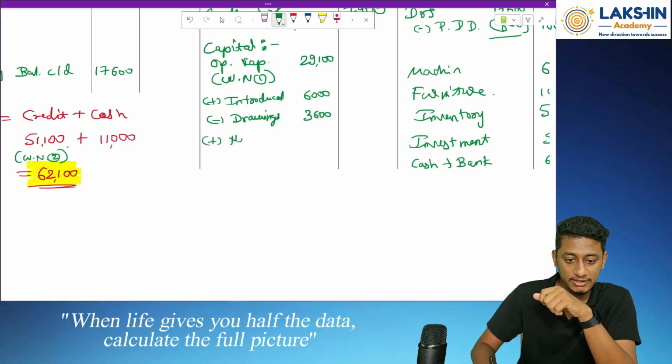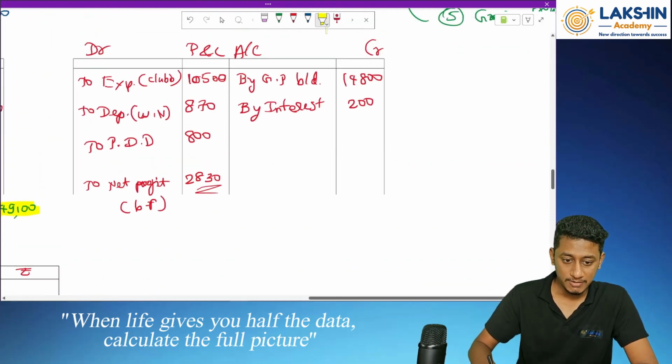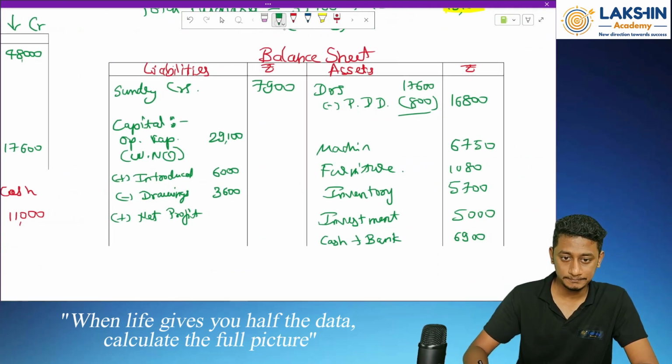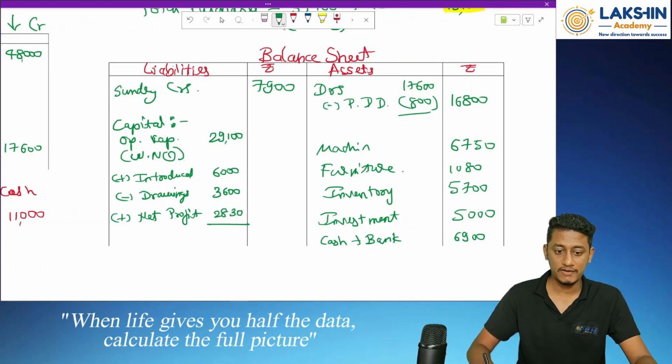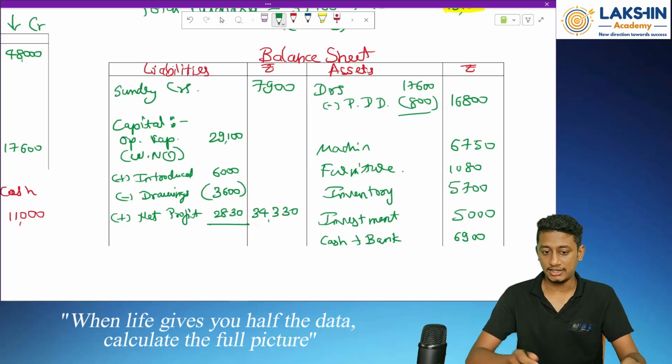Other than this, we have net profit that is to be added over here from the P&L account. So from the P&L account, what is the profit? This is my profit. Right? Net profit 2,830. So go back to the account, 2,830. Okay. Now find the value of closing balance. 29,100 plus 6,000 minus 3,600 plus 2,830 equals 34,330.